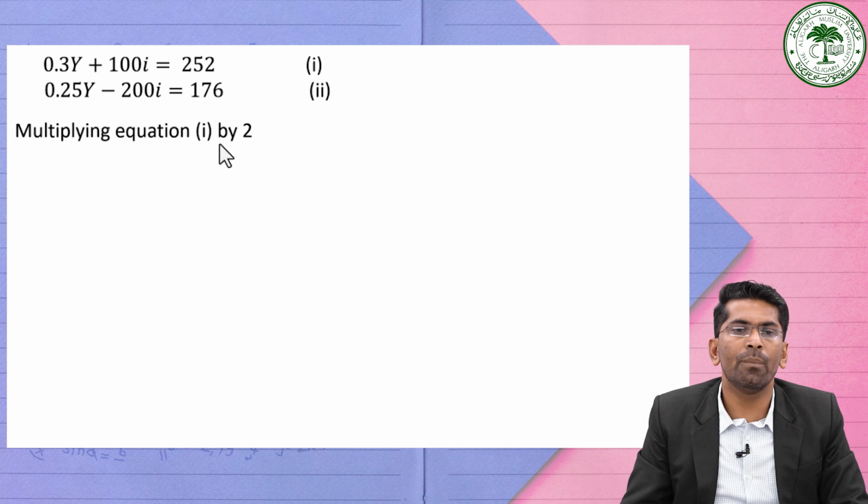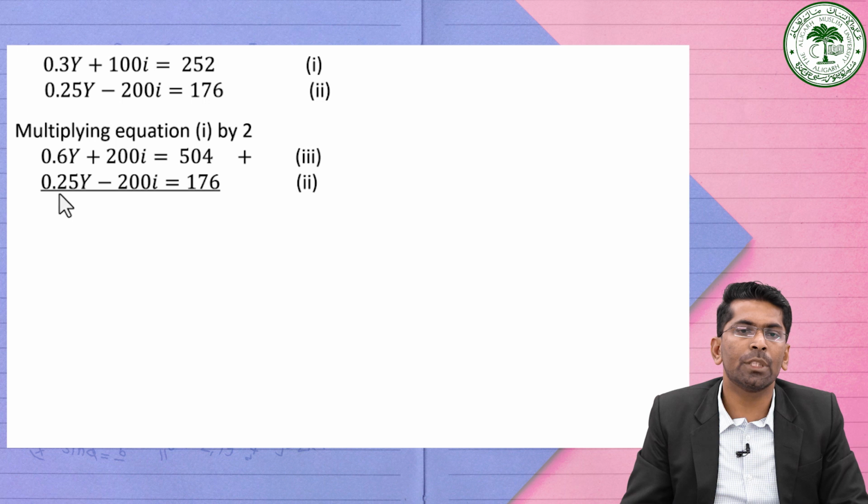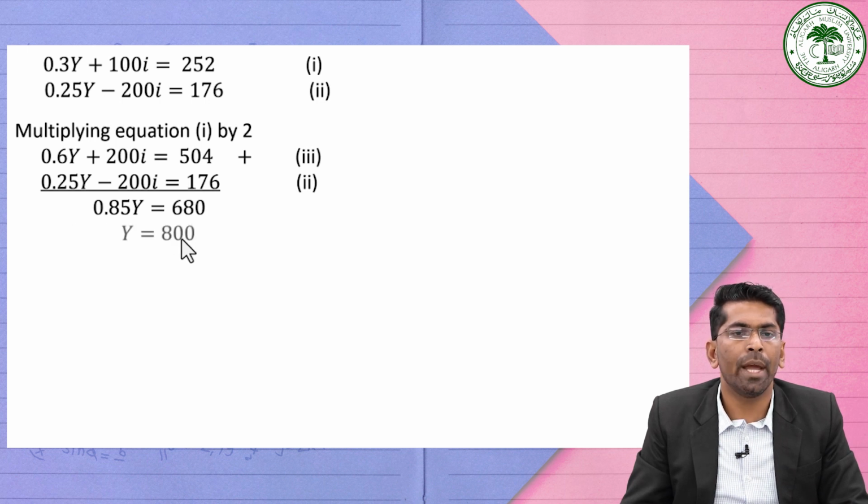So I am multiplying equation number 1 by 2, then it will become 0.6y plus 200i, which is equal to 504. Then the second equation I am putting as it is, that is 0.25y minus 200i, which is equal to 176. So now we have the equal coefficient for i, so we can eliminate i by adding these two equations. By adding these two equations, it will become 0.6y plus 0.25y, which is equal to 0.85y. This will be cancelled out. Then 504 plus 176, which is equal to 680. So by dividing both sides of the equation by 0.85, y is equal to 800.